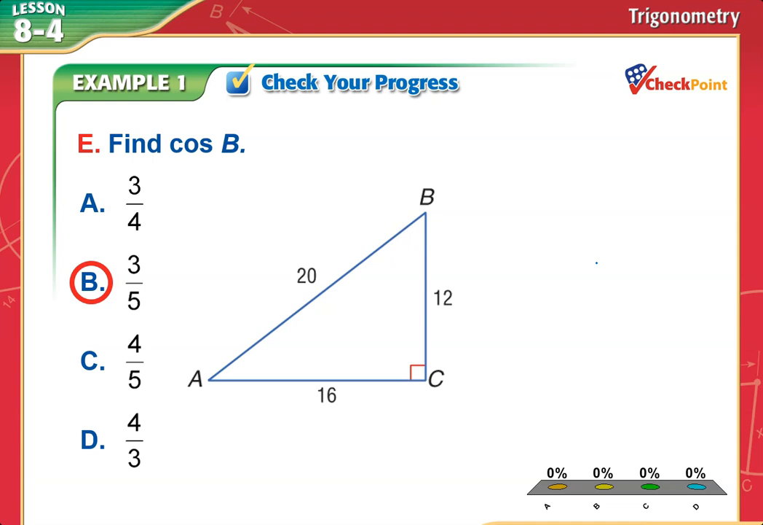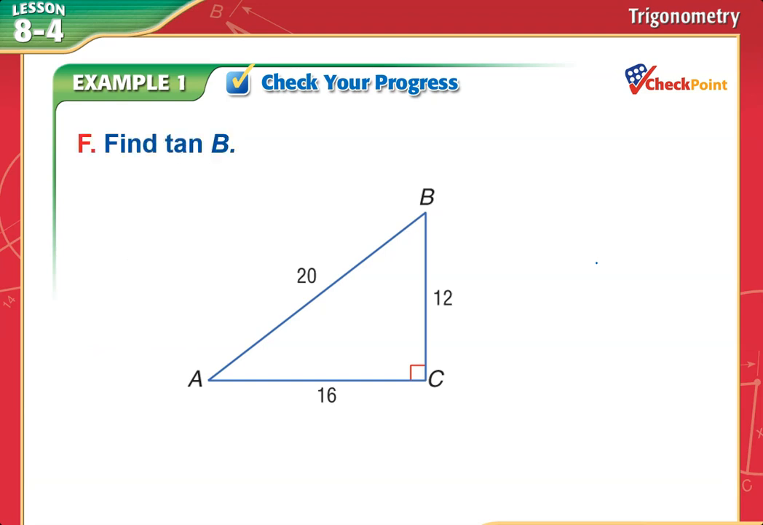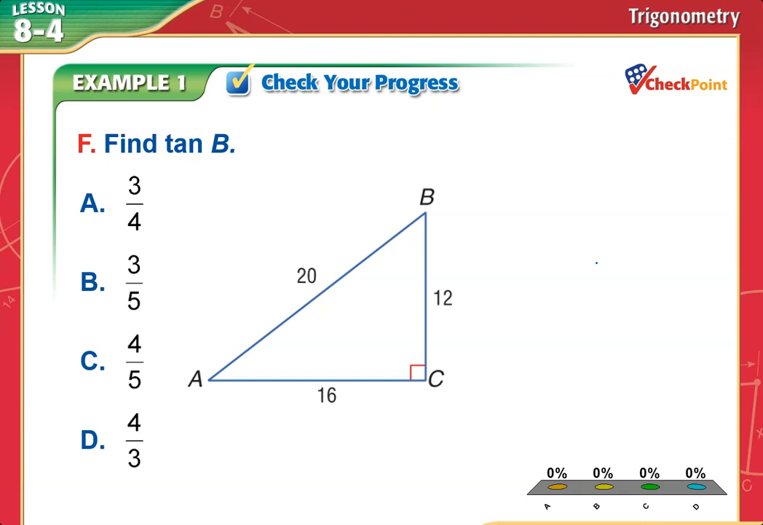All right, and finally you're going to find tangent of B. And tangent of B is going to be the exact reciprocal. So it doesn't switch, obviously, it's going to actually flip. So tangent of B, instead of being 12 over 16, it's going to be 16 over 12. So think about that. 16 over 12 is an improper fraction, and D is the only one that's an improper fraction.